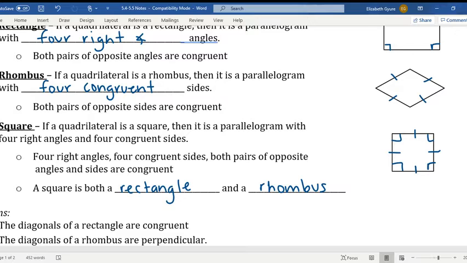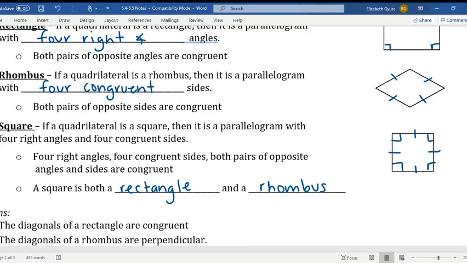There's kind of like this hierarchy of your shapes happening here. Everything is a parallelogram, right? Opposite sides are parallel, opposite sides are congruent, opposite angles are congruent, diagonals bisect each other. Everything has that going on. Then underneath that, you have rectangles. What's special about a rectangle? 4 right angles. You also have rhombuses. What's special about that? 4 congruent sides. And then if you take those 2 shapes and you combine them, you're going to end up with a square.